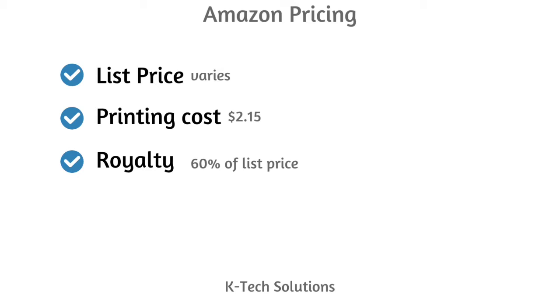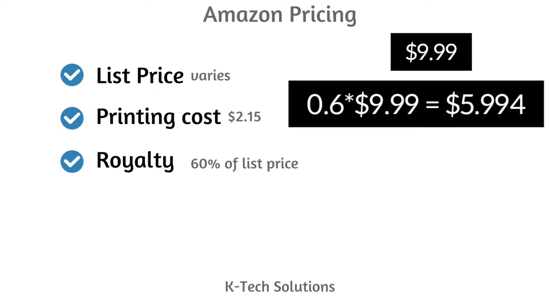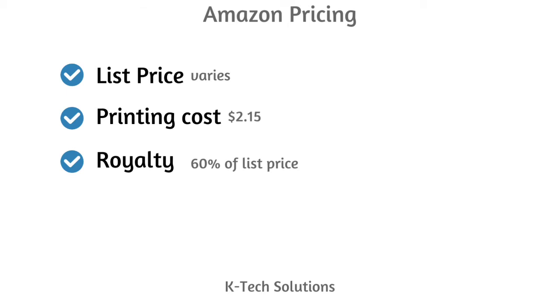Let me go to my calculator. For example, if you want to sell your book for a price of $9.99, you are going to get 60% of this amount. To calculate 60% of this amount, we multiply by 60%, and that is approximately 5.99. So you are going to get a profit of 5.99 as a royalty.